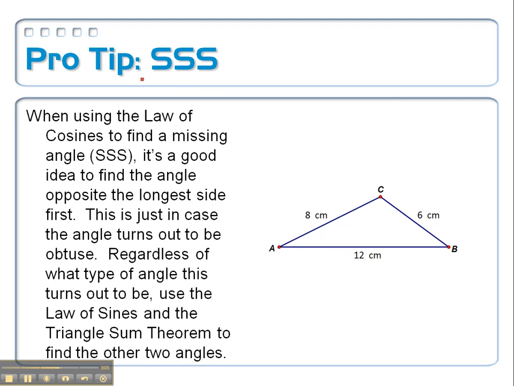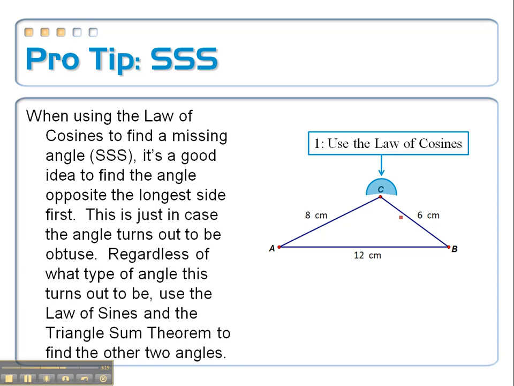Here's your pro tip. If you're going to use the law of cosines to find a missing angle measurement, it's a good idea to find the angle that's opposite the largest side because that's the one that could possibly be obtuse. So you want to find, in this case, this angle C first. It's across from the 12, which is the biggest side. After you find that one, then pick one of the other angle measurements, like angle A.